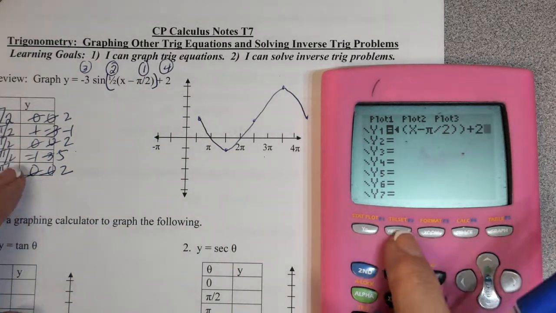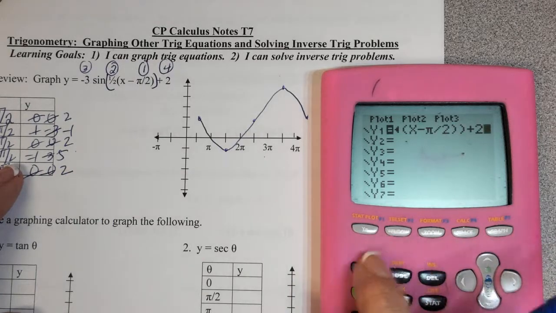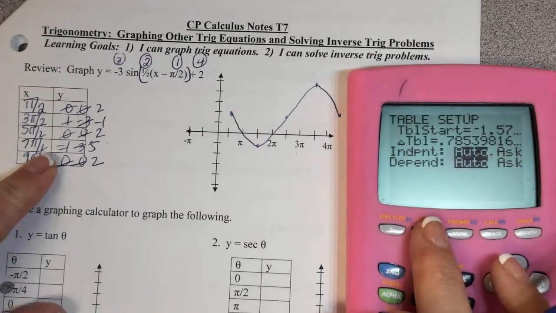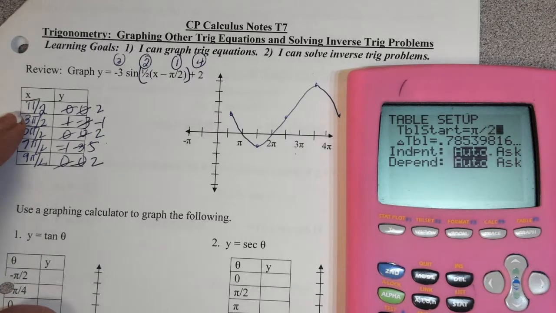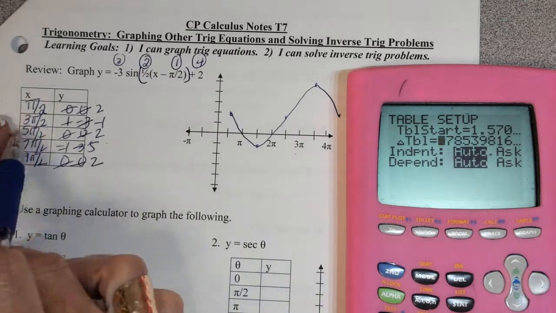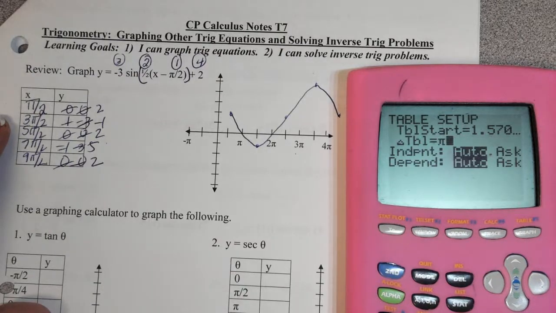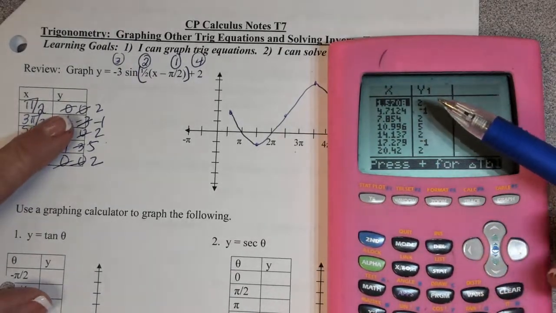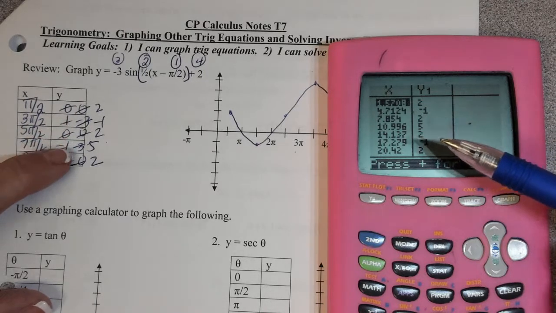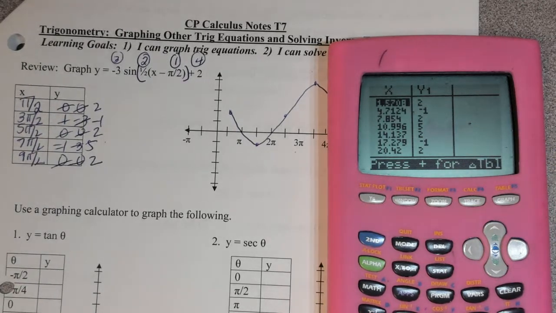So what I'm going to do is I'm going to set up my table. I'm going to set it up to look like mine. So my table starts at pi over 2, and the change in my table, I went up by pi every time. And so now when I look back at my table, I should see my key points: 2, -1, 2, 5, 2. We're good? All right. Questions on that?